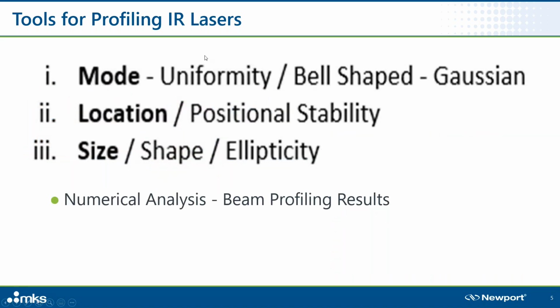So when we're talking about profiling lasers, the primary information that we're going to be obtaining refers to the mode or structure of the beam, whether it's Gaussian or bell-shaped, or maybe top hat or uniform, the location of the beam, the size, shape, and ellipticity of the beam. All of these parameters are typically numerically analyzed for quantitative analysis of the laser's performance. Once cameras and other sensors and techniques were developed, commercially available apparatus became available to do these in a much more cost-effective and uniform way.